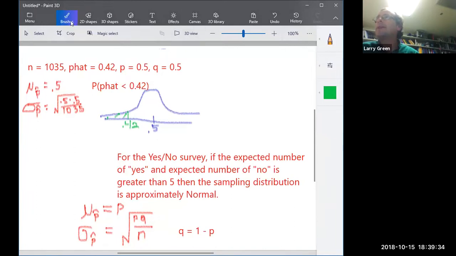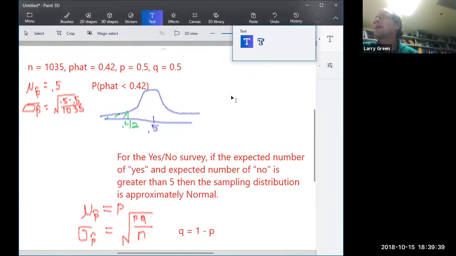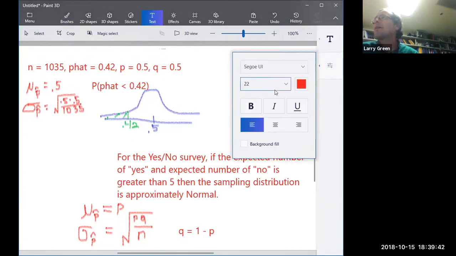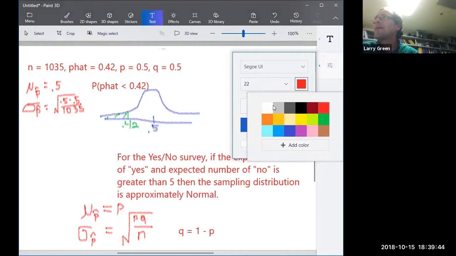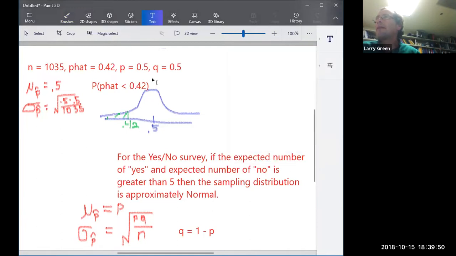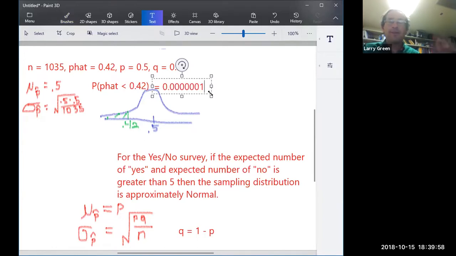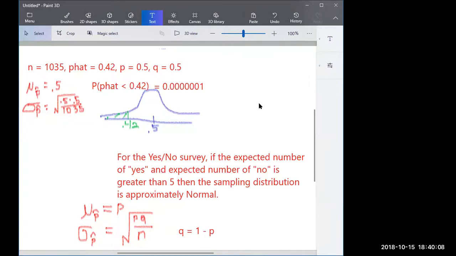So this probability was about equal to 0.0000001. So what do you think? What can you say? Big chance, little chance? Really low. Little chance. So very small chance.